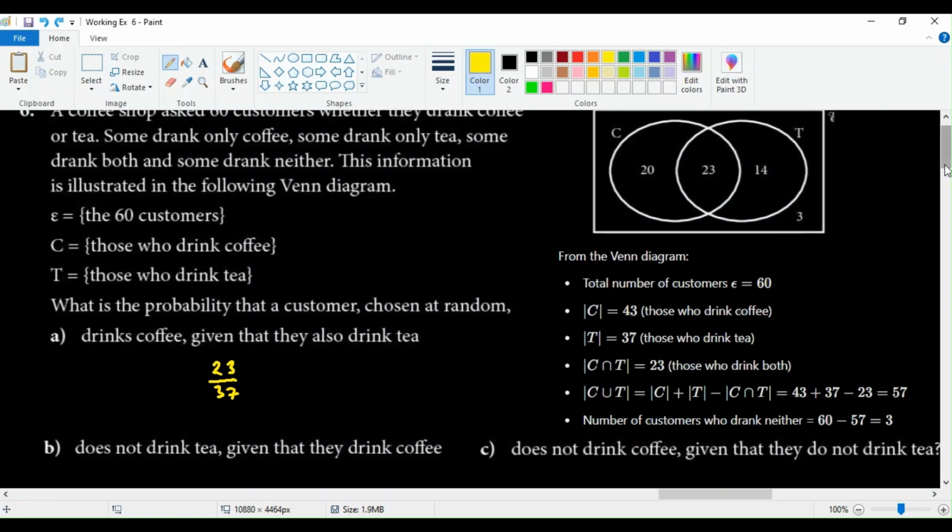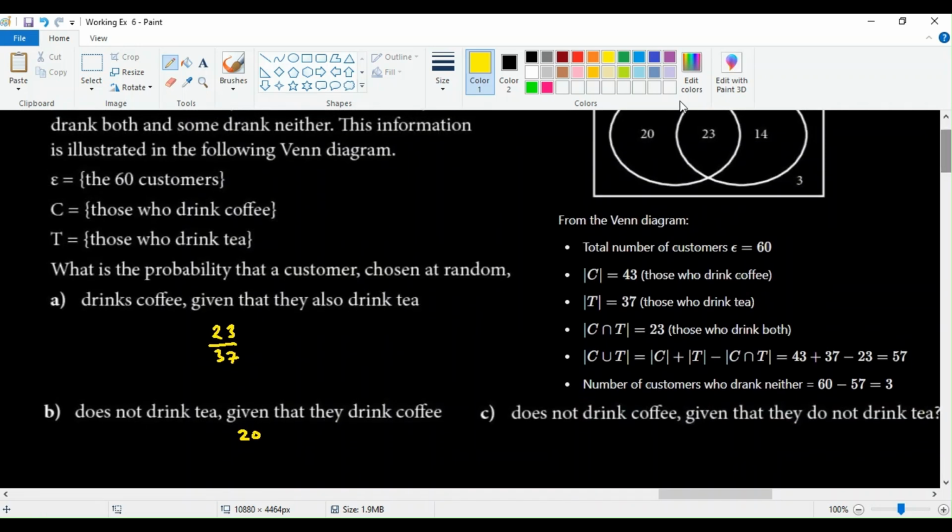Next is: does not drink tea, given that they drink coffee. So it's going to be 20 over 43. I'm talking about 20 over 43. These two are added together. If you read the question, you will understand why I'm saying 43 as the answer for this part of the question.